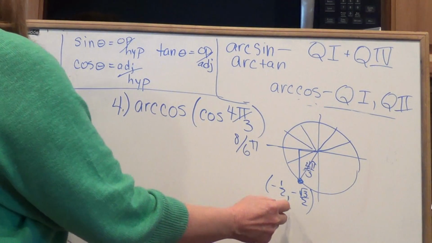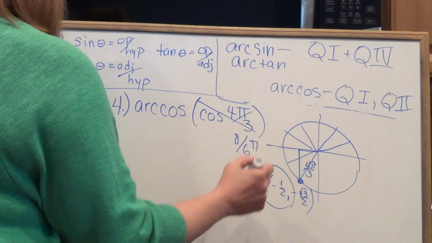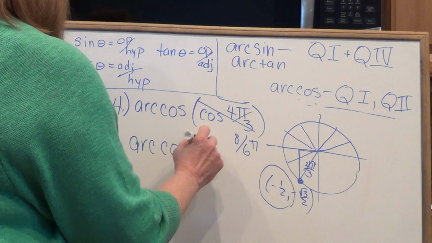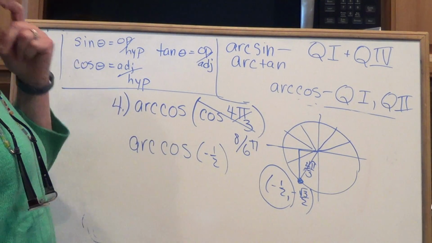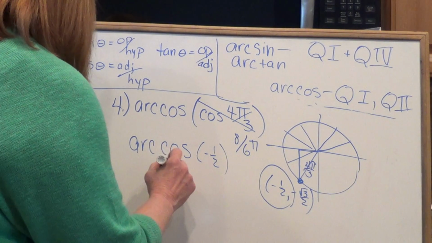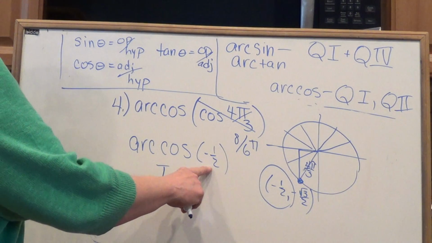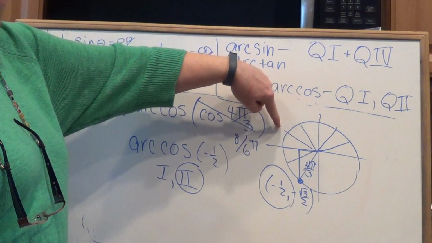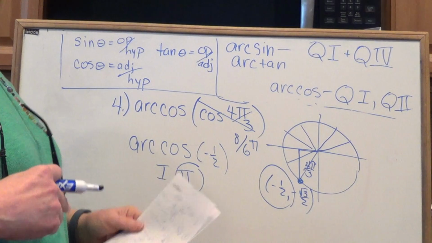So cosine is the first coordinate. This whole inner part became -1/2. It's asking me to find the arc cosine of -1/2. So on your unit circle, you're looking for an angle in the first or second quadrants. And I gave you the tip today, if it's negative, it's going to be in the second. Where is there a first coordinate in the second quadrant that's -1/2?